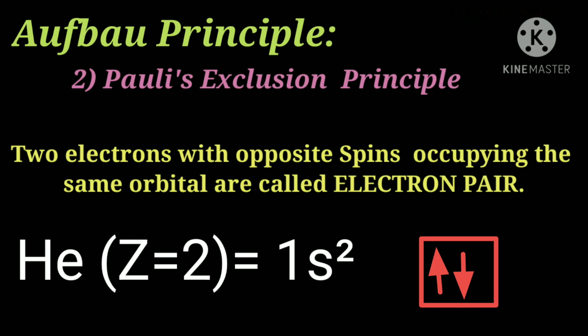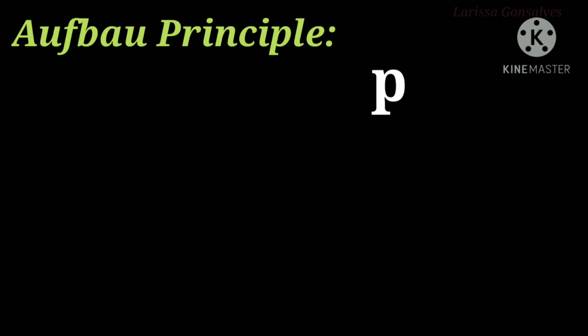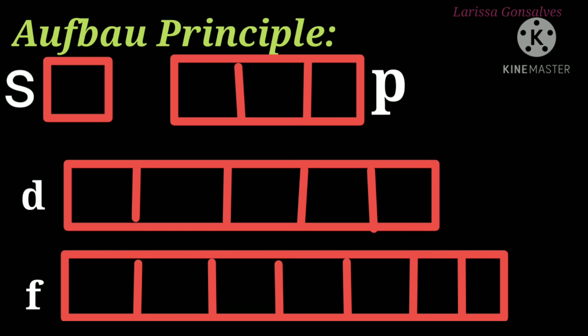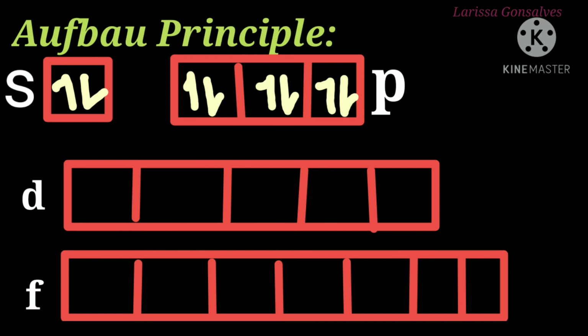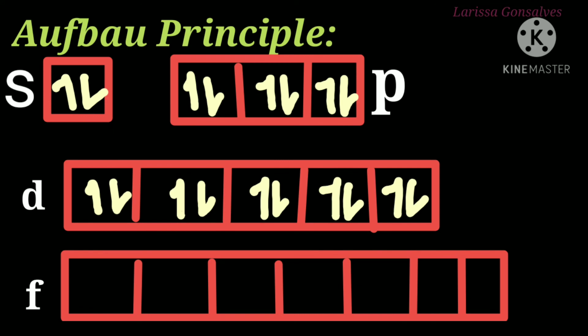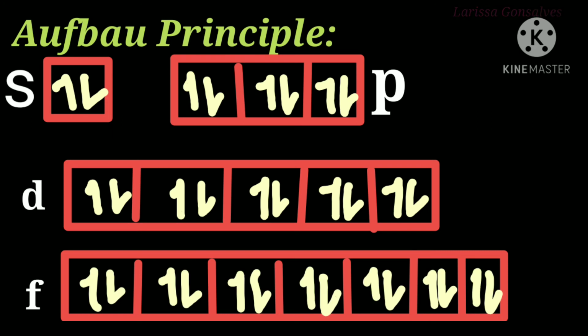The maximum number of electrons that can be accommodated in an s orbital is 2, so for the s orbital we just need to draw one block. For p, the maximum number of electrons that can be accommodated is 6, hence we draw 3 blocks. For d, the maximum number of electrons is 10, that is why we draw 5 blocks. And for f, the maximum number of electrons that can be accommodated is 14, so we have to draw 7 blocks.